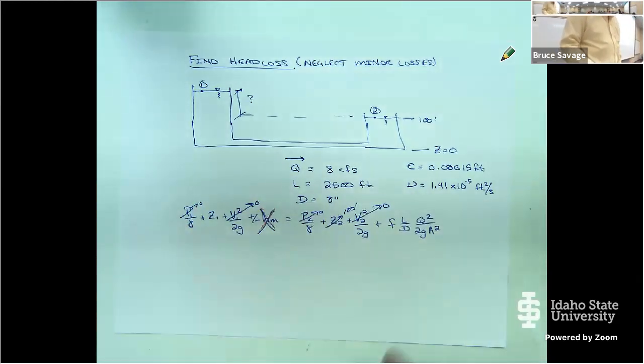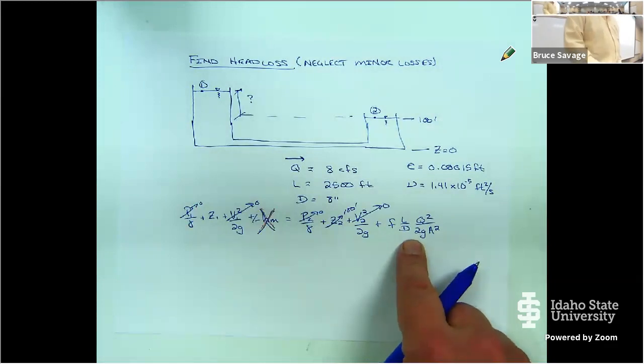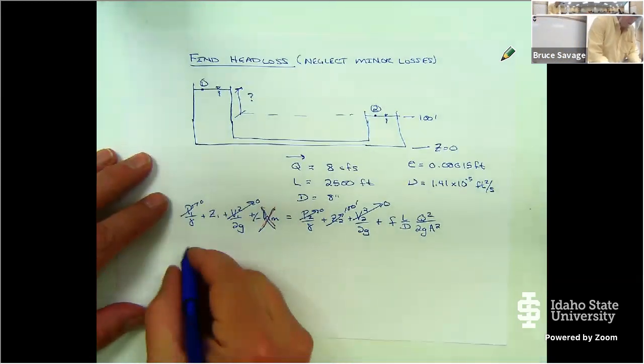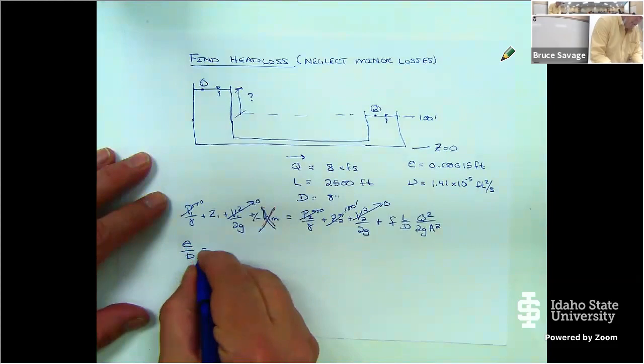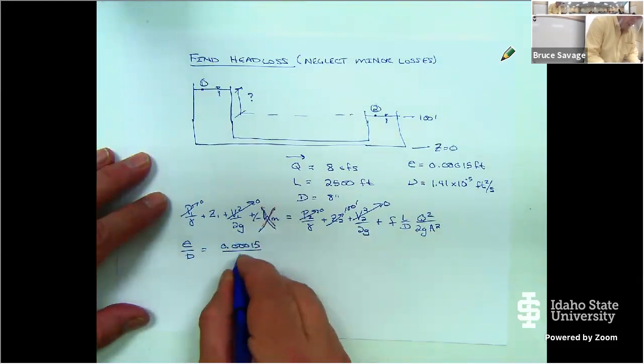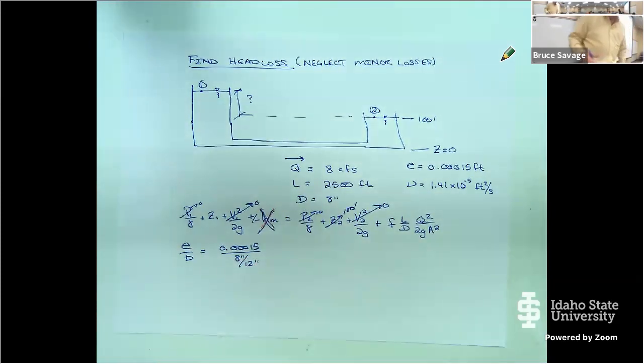Okay, so now we just need to solve for this over here. We need to find a friction factor. How do we find a friction factor? Well, we know from the Moody diagram that if we have E over D and the Reynolds number, we can find the friction factor, right? So let's do E over D. E over D is going to be 0.00015 divided by 8 inches divided by 12 inches, because I have to be consistent and make sure I put my units in the right form, so that is dimensionless.